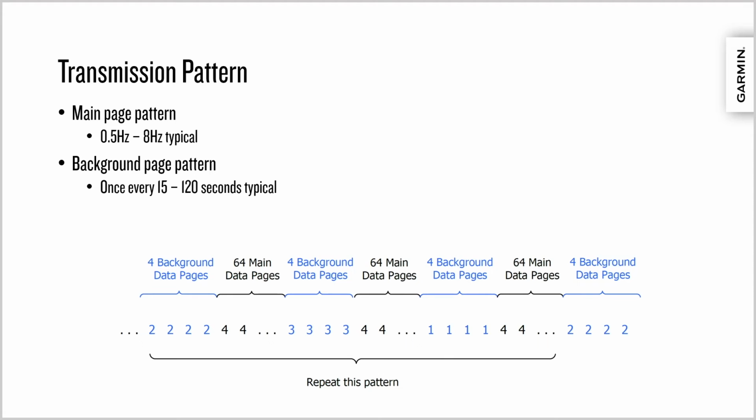Often, there is a need to retrieve information from a background page immediately on connection. To accomplish this, devices can make use of the request data common page. This page allows a device to request that a data page be immediately transmitted across the channel.